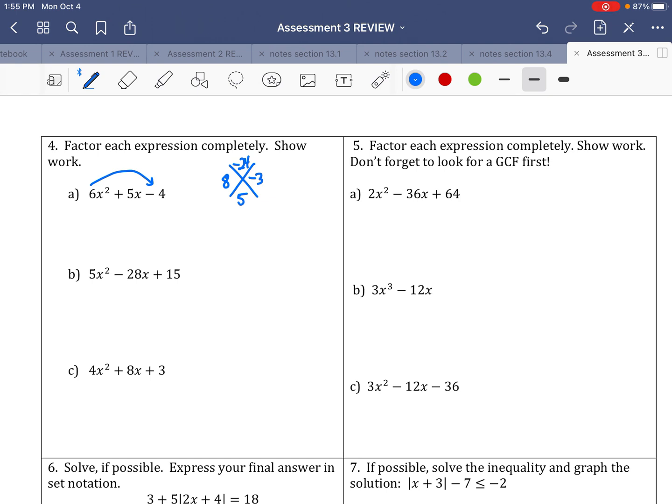8 minus 3 is 5, and 8 times negative 3 is negative 24. Okay, so I'm going to set this up over here. So I get x plus 8 and x minus 3. But I multiplied by 6, so I had to divide by 6.